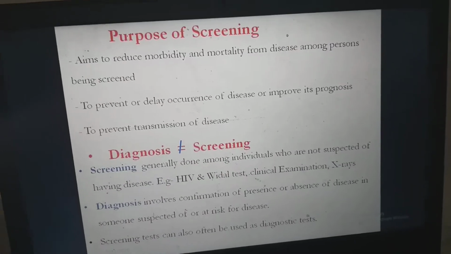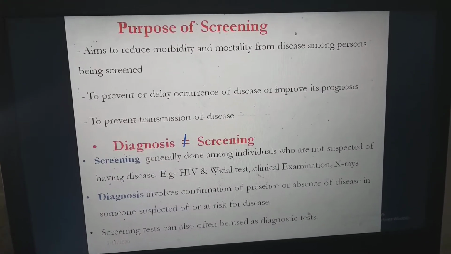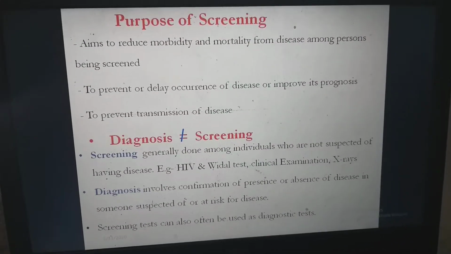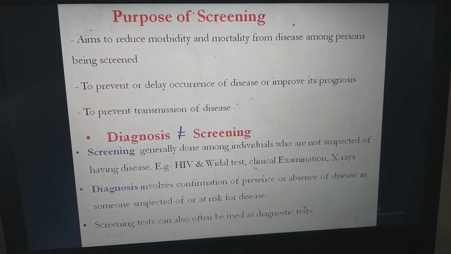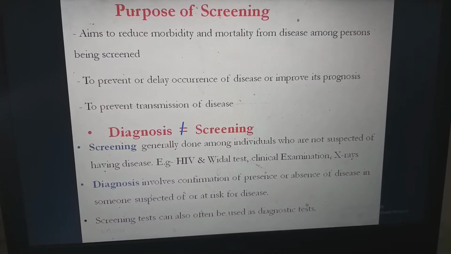What's the purpose of screening? It aims to reduce morbidity and mortality from disease among persons being screened, to prevent or delay occurrence of disease or improve its prognosis, and to prevent transmission of disease.